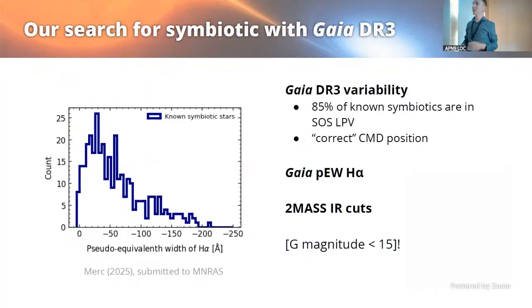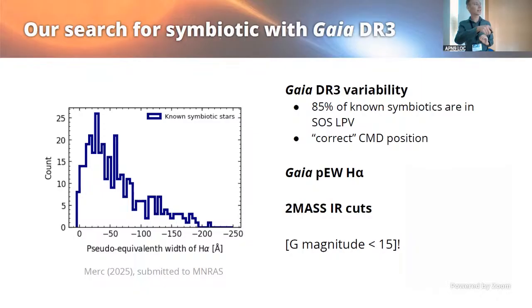So then we came up with a different approach to do that, because first of all, we realized that most of the known symbiotic stars were included in what is called the specific object studies of the variability, and especially focus on long period variables, because that's what you see in symbiotic stars, either because of the orbital motion or pulsations, but this is what you would call long period variability. And those, given how they were selected, already have the correct position in the color magnitude diagram, so they lie among the red giants. But we combine this variability information with the information about the emission lines.